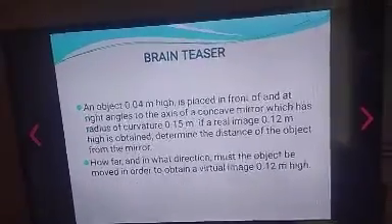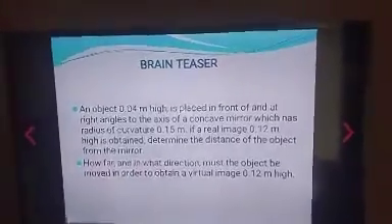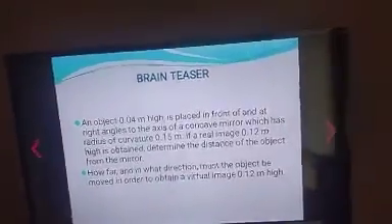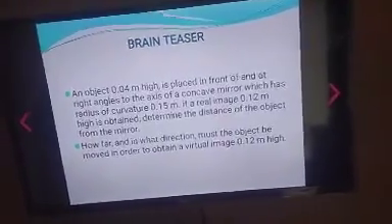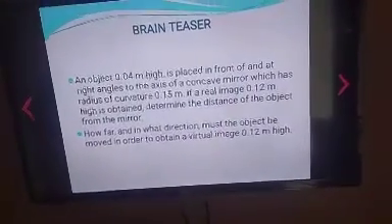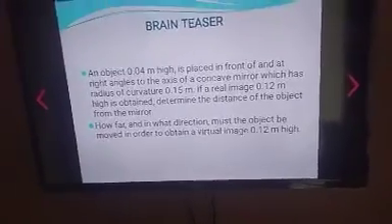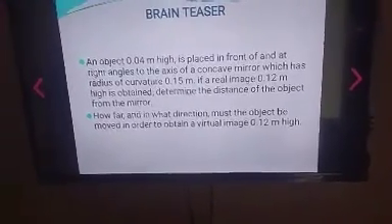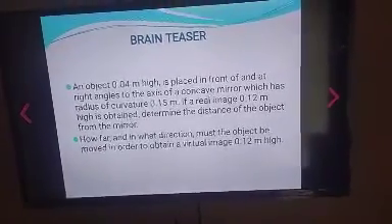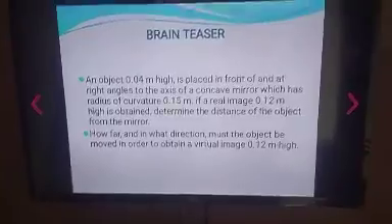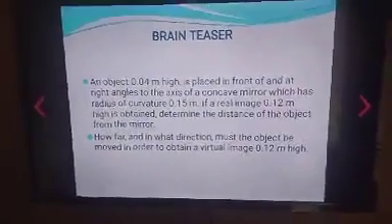So let me drop a brain teaser for us. An object 0.04 meter high is placed in front of, at right angles to the axis of, a concave mirror which has a radius of curvature of 0.15 meters. If a real image 0.12 meters high is obtained, determine the distance of the object from the mirror. Also, using that same question, how far and in what direction must the object be moved in order to obtain a virtual image 0.12 meter high?